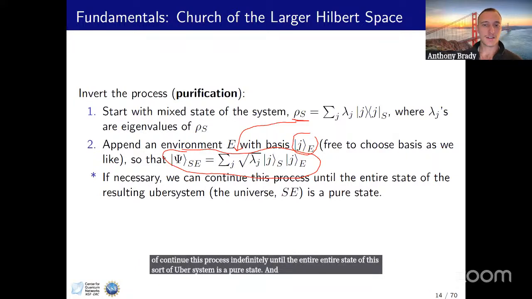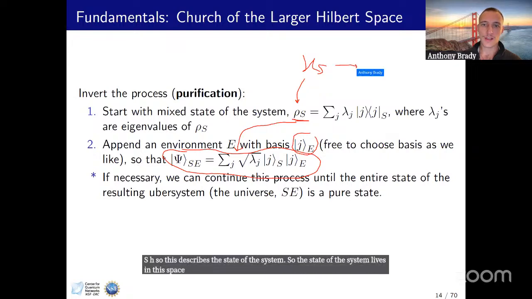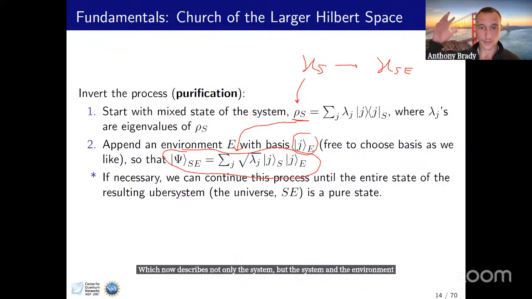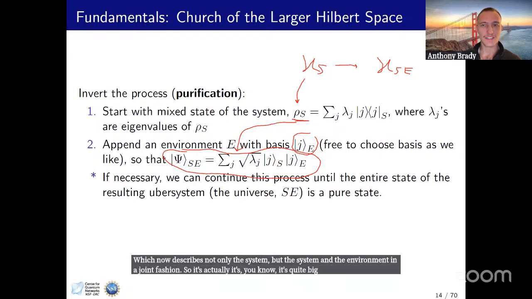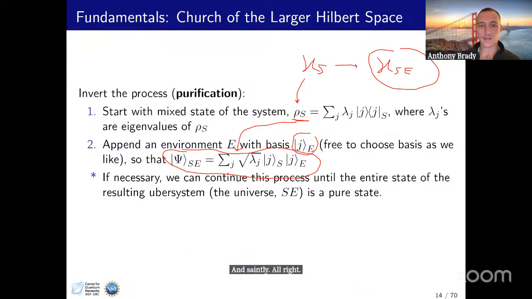And so this is the church of the larger Hilbert space: we start with a Hilbert space, H of S, which describes the state of the system. The state of the system lives in this space. But then we go to a larger Hilbert space, SE, which now describes not only the system, but the system and the environment in a joint fashion. So it's quite big. This is the church of the larger Hilbert space, where all entities are pure and saintly. And that's what we can always do.